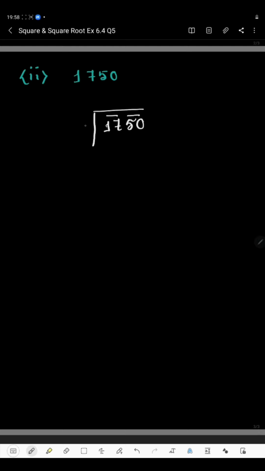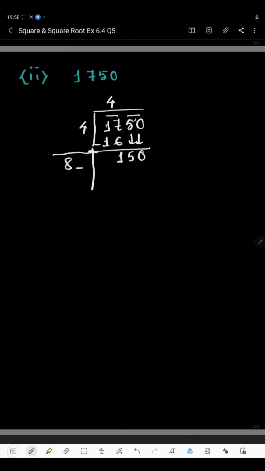3 3s are 9, 4 4s are 16, 5 5s are 25. 25 is greater than 17. So what we will have to do, we will have to take 4 here. 4 4s are 16. Now 7 minus 6 is 1. Now 5 and 0 will come down. Now here we will have to take 4 plus 4, 8 here.